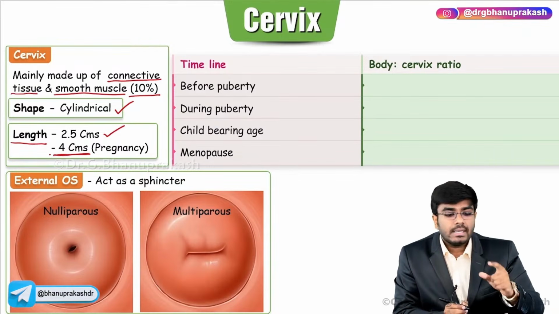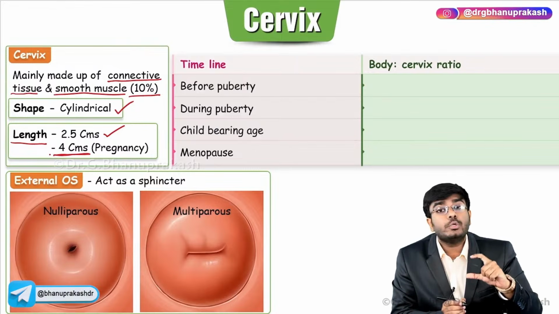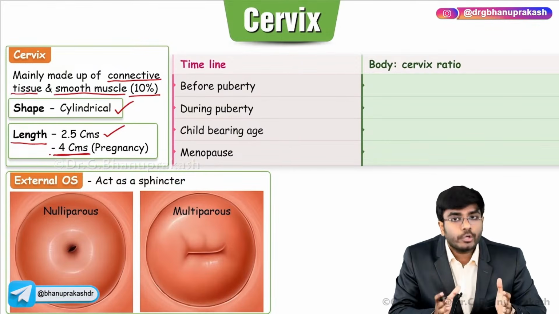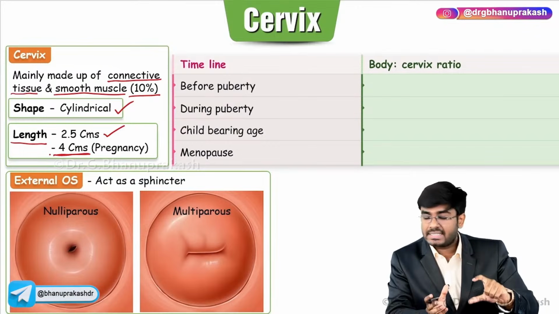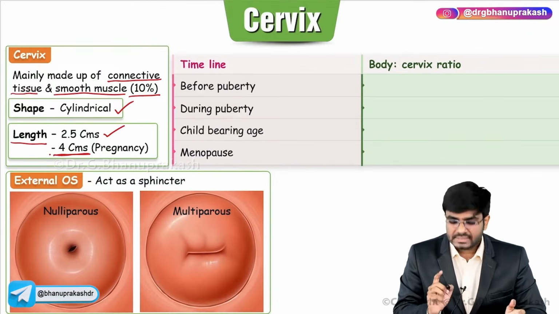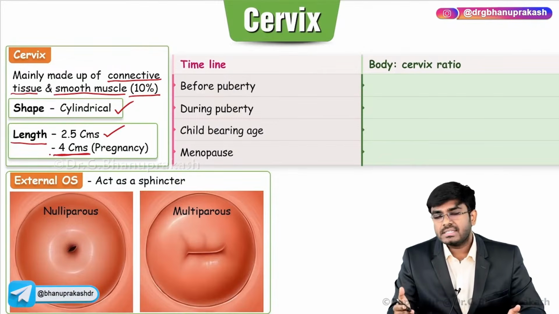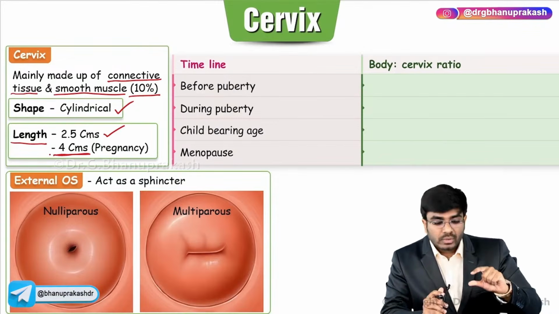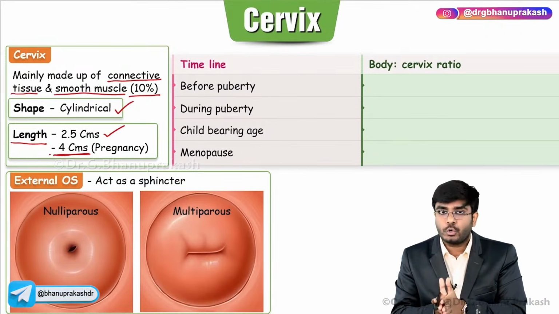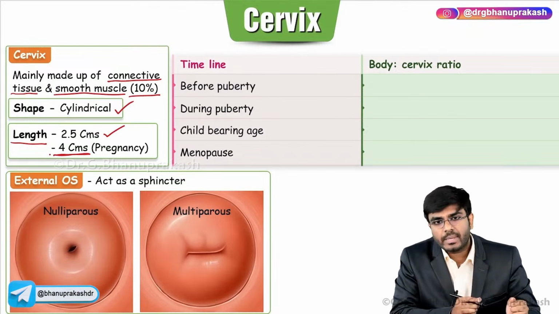As I have said, during pregnancy the cervix will form the lower uterine segment. The isthmus forms the major part of the lower uterine segment, but the cervix will also increase in size and form the lower uterine segment. Now guys, some important points: according to the different ages in a female, the uterus to cervix length, or the uterine body to cervical ratio, will change at different time periods.